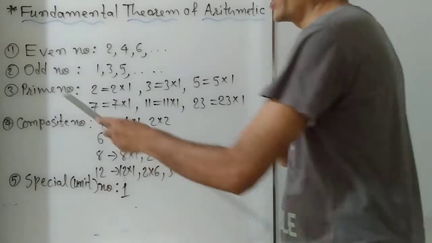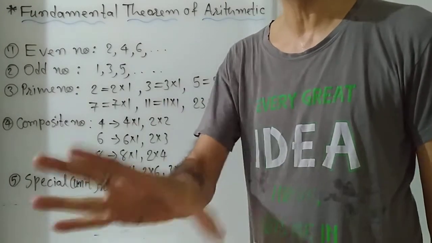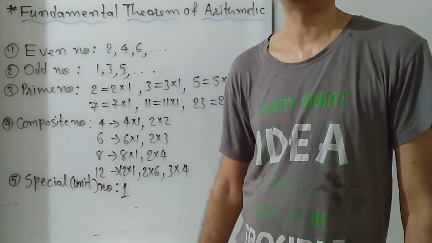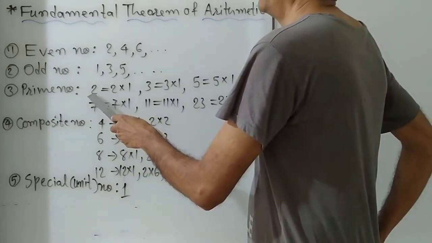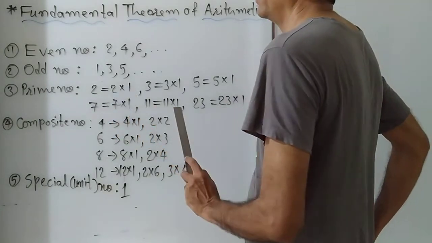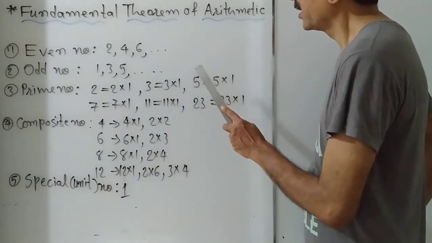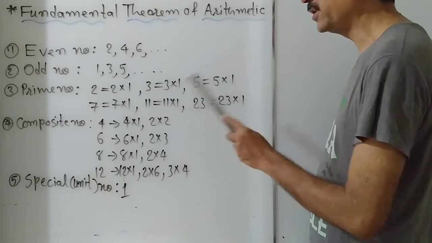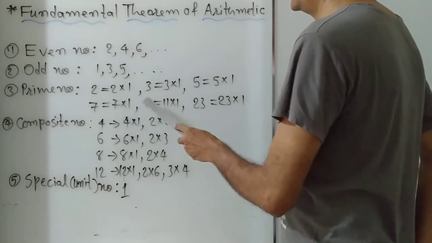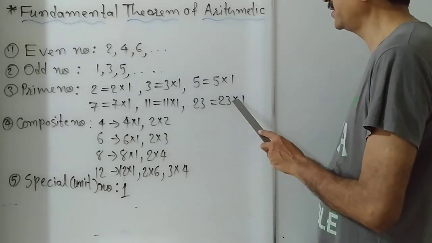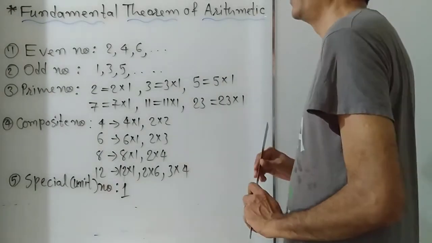Now, very important, prime numbers. Consider those numbers which repeat in the table of 1 only, or the number itself. Let's make a list of those numbers. 2 repeats only 2 times 1. Can you find 2 in any other table? No. 3 times 1. 5 times 1. Can you think that 5 repeats in another table? Never. 7 times 1, 11 times 1, 23 times 1, 53 times 1, 29 times 1.